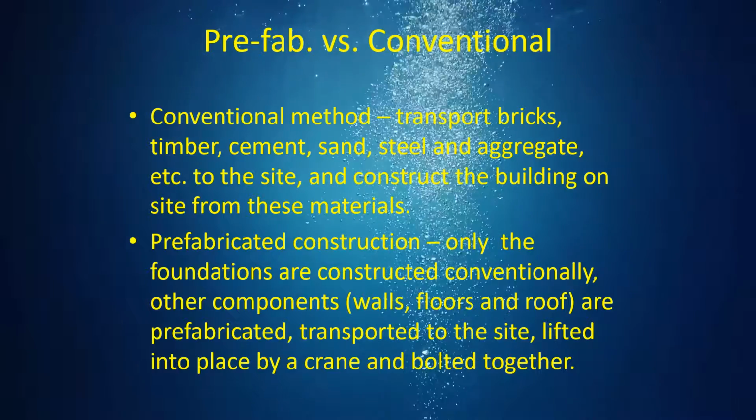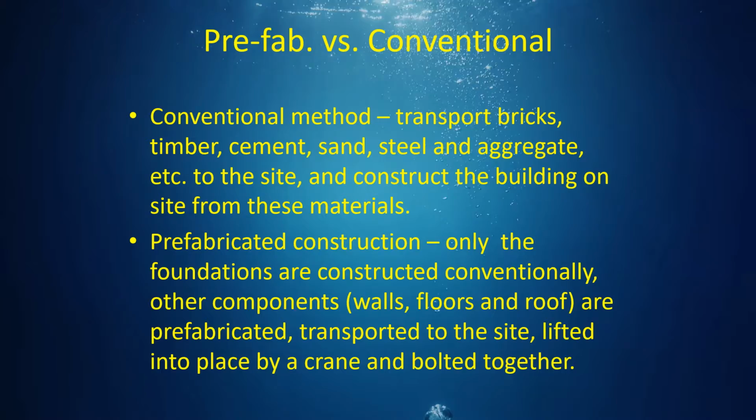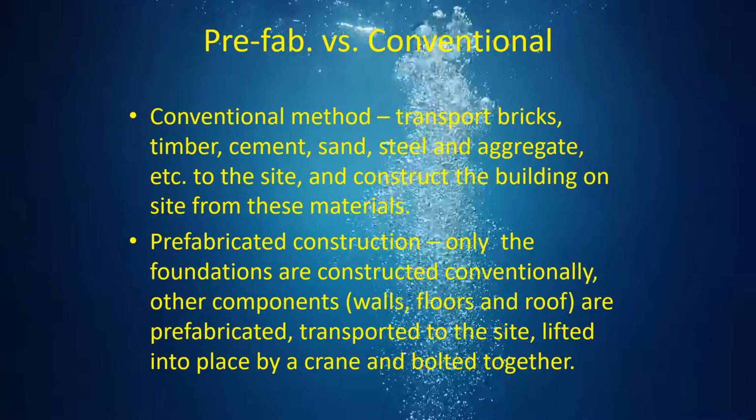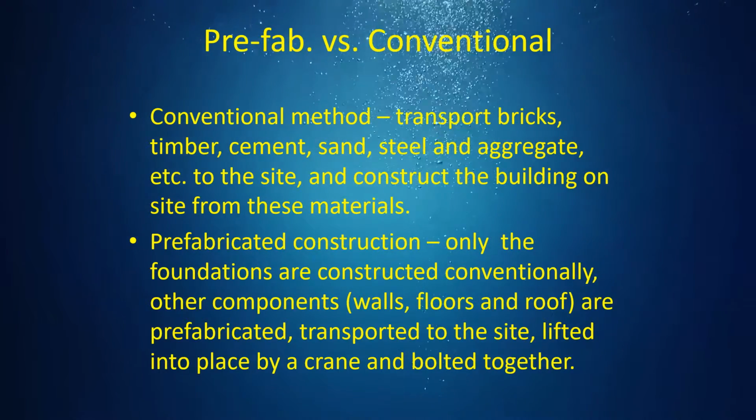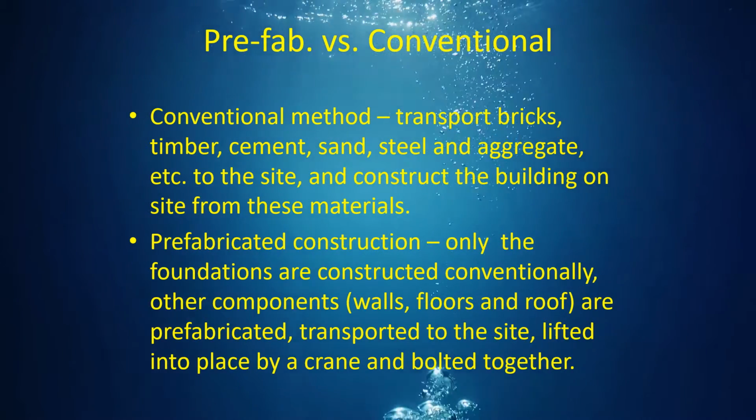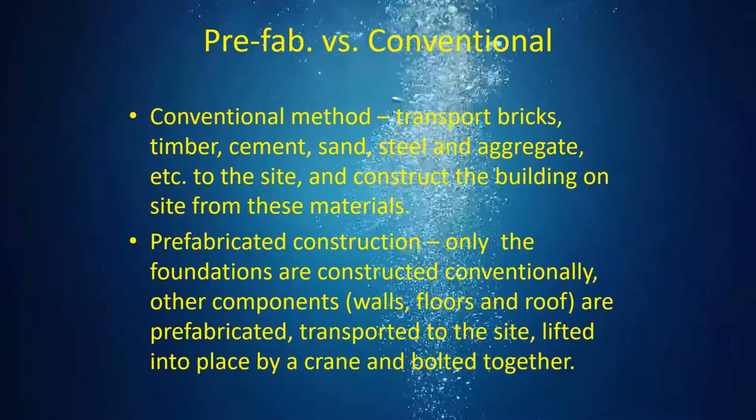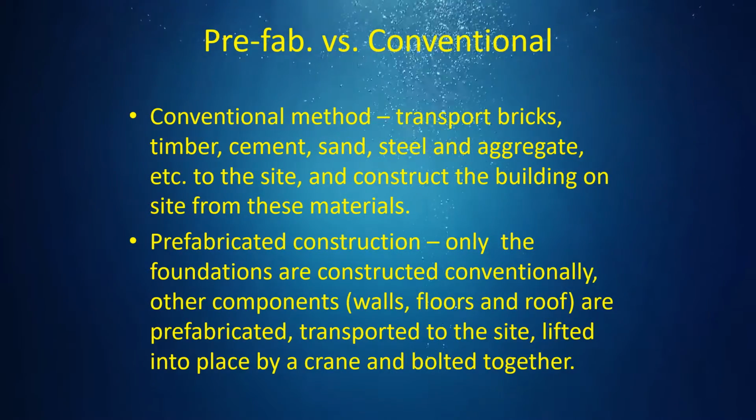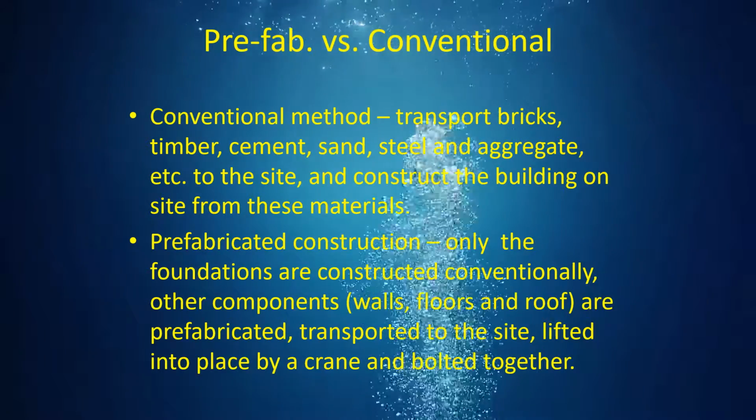Prefabricated versus conventional. In conventional method, construction materials are brought into construction site and are used to construct the building. Whereas in prefabricated construction, only the foundation is constructed conventionally, while other components are prefabricated in factories, then transported and, when arrived, lifted by crane for assembly.